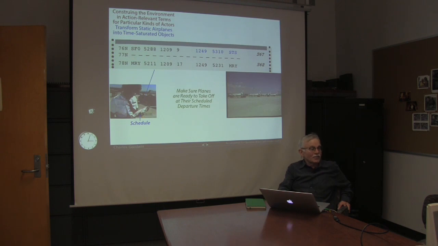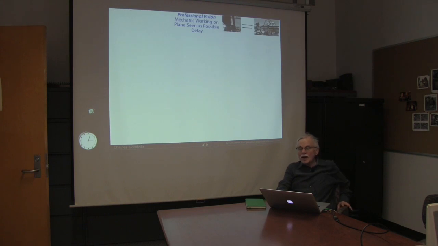Now, what the schedule does is transform these airplanes into flights. And the schedule wasn't created by this woman sitting here alone, it was created by her predecessors, in fact, all over the airline. So she's, again, reusing materials provided by her predecessors. And she's wandering around. She sees that there's a guy standing on the wing. He's a mechanic. He's got the engine of the airplane open. So she knows there's some sort of a mechanical problem. And that's something that might delay a possible takeoff.